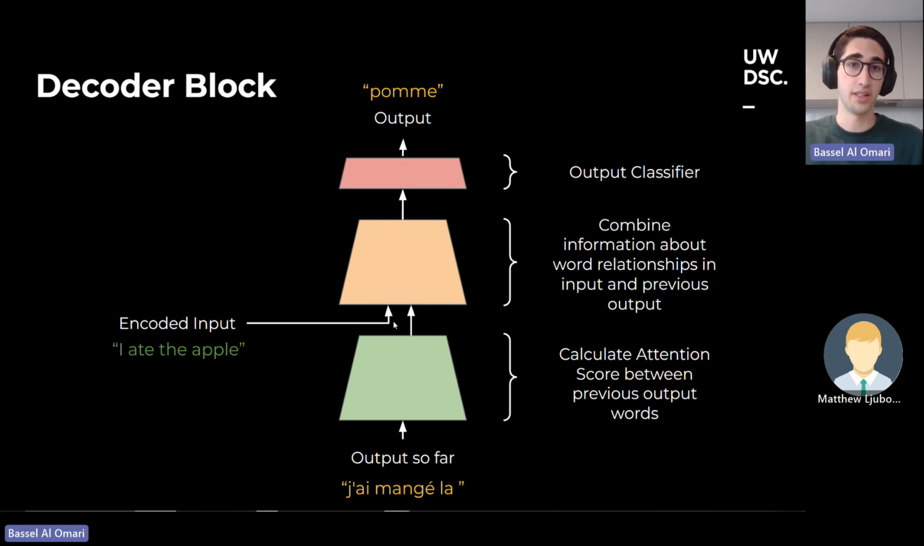And then the second part is it takes that information about the words that it had just outputted, and it takes additional information about the sentence that we wish to translate in English, and combines both of those together inside the second block, just to get relationships between what we've outputted so far and the sentence that we wish to translate in English. And then in the final block, it uses that information in order to determine what word should be output next in French. So we're going to be taking a closer look at this last part, the classifier.